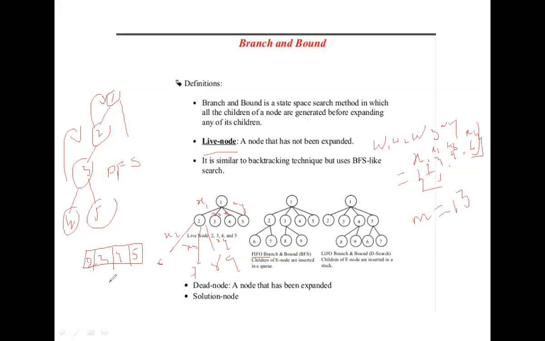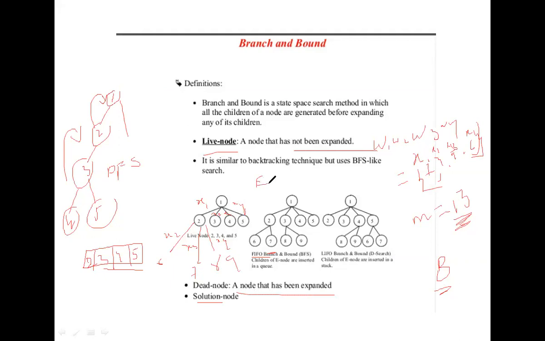So what is a live node? It means the elements that are stored in the queue that have not been expanded. Here 3, 4, 5 are not expanded, so we call it a live node. What is the solution node? If we get the solution m equal to 13, that node we call an answer node or solution node. So what is a dead node? If you exceed this cost, then we call it a bounding function, that we call a B node. A node that has been expanded, we call it a dead node.